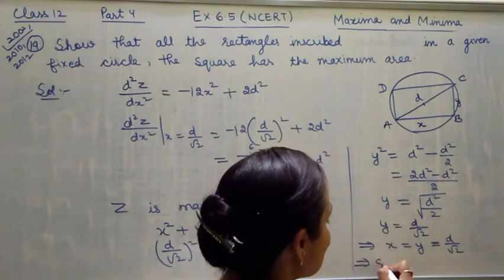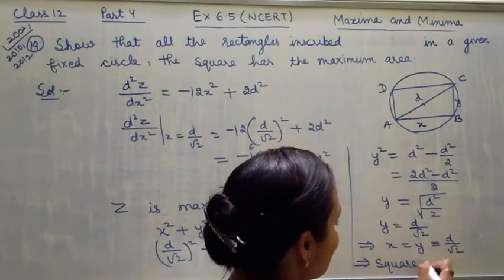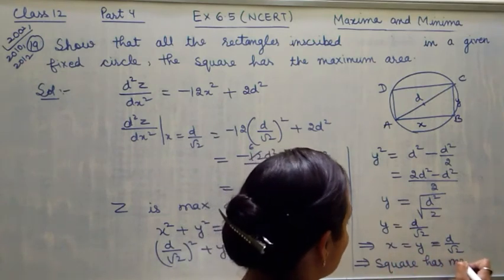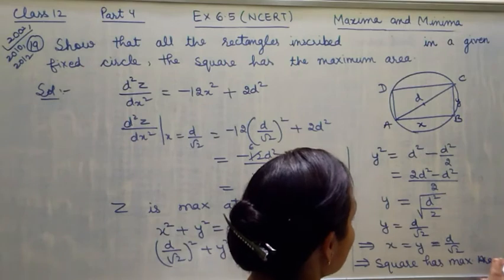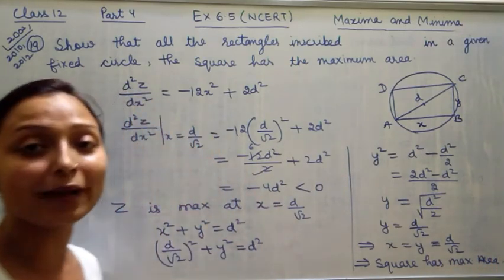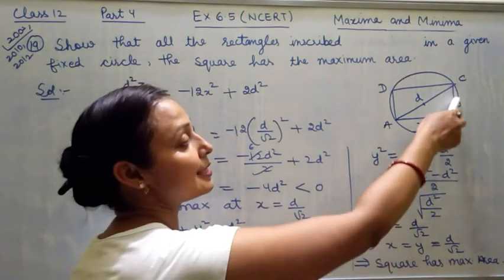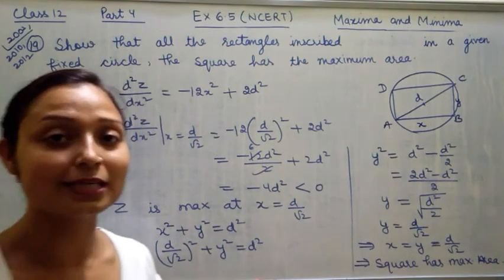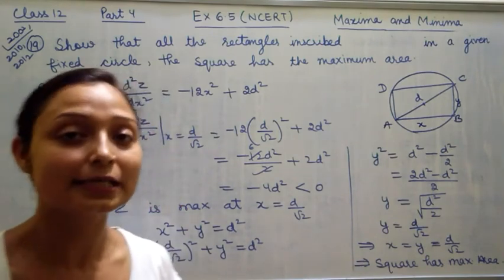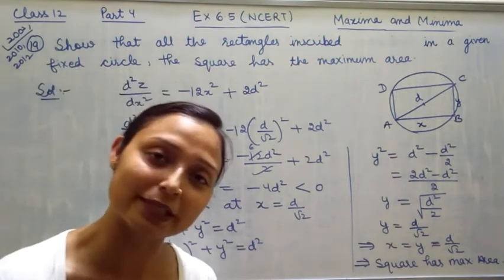This implies the square has maximum area, right? Because length is equal to breadth. That means when all the sides of a rectangle are equal, it is a square. Now come to the next question.